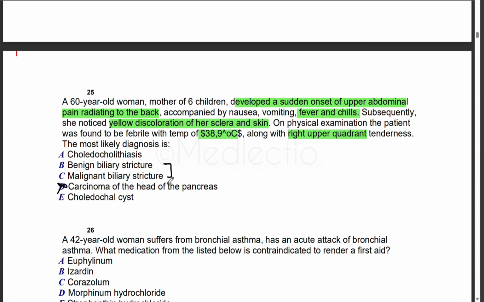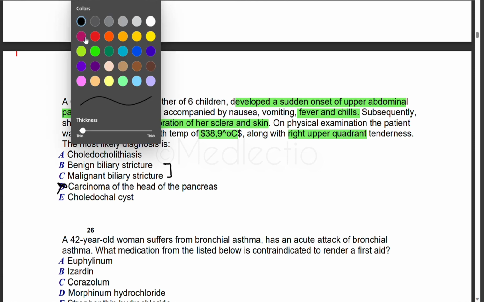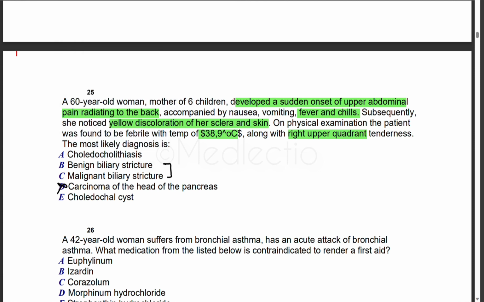So, what are biliary strictures? Sorry, it's stricture. So, what is a benign stricture? Here in stricture we will get some non-specific signs, plus jaundice, plus leukocytosis.